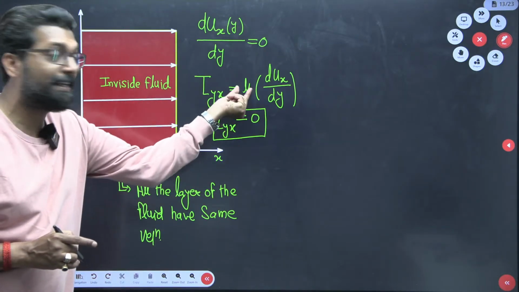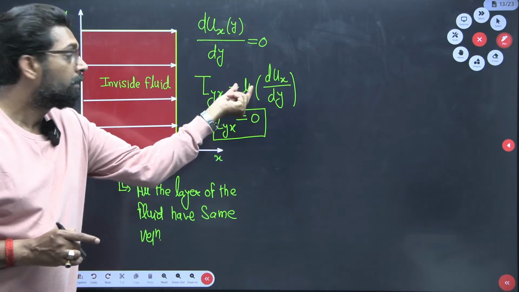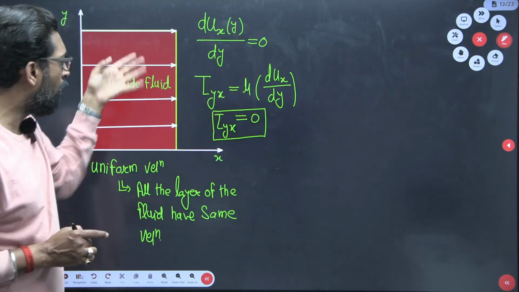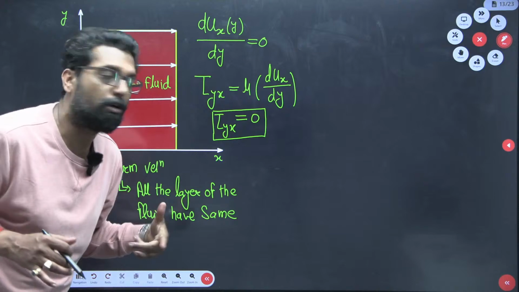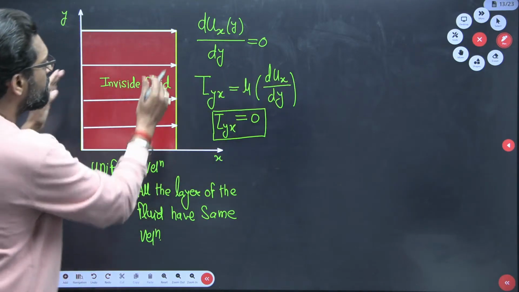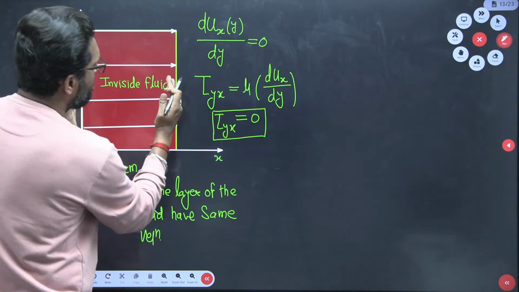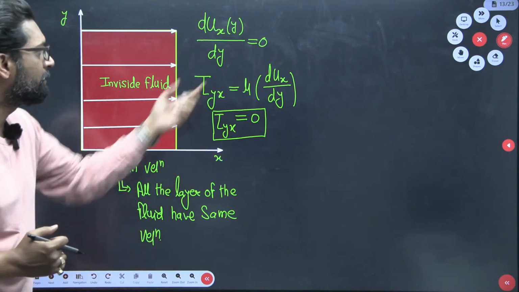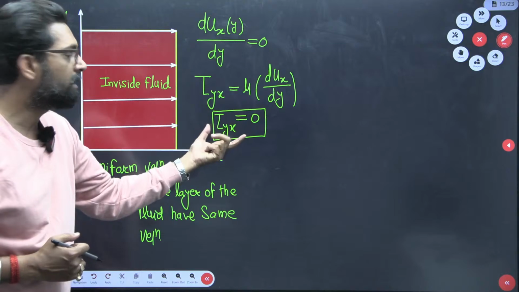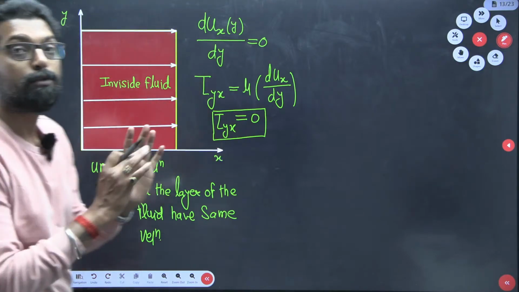No, viscosity is present, but there is no messenger. That means the fluid doesn't know if it has a viscosity or not. That means the gradient is 0. This is a velocity profile. This velocity profile is parallel to the y direction. So the gradient is 0, so the shear stress is 0. So in this case, there is no shear stress.